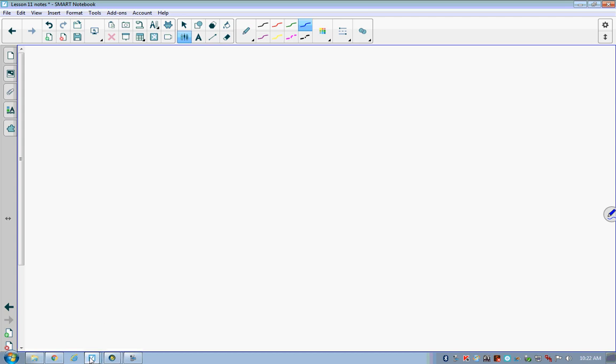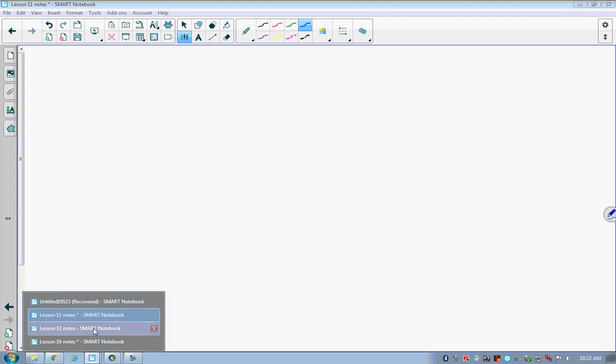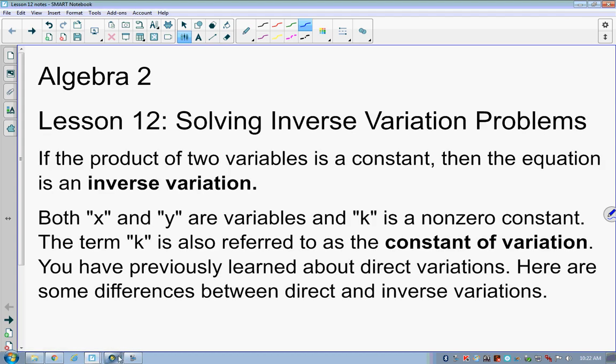Okay, from there we're going to go to this next lesson, lesson 12, which is solving inverse variation problems. We've talked about direct variation, that y equals kx, correct? We've talked about that. Go ahead.